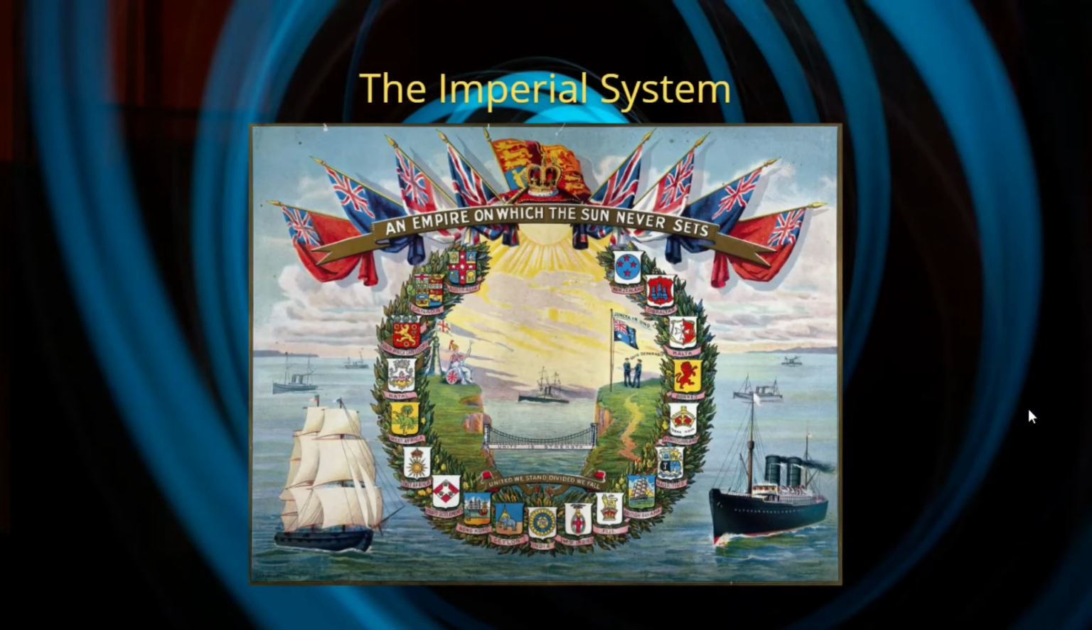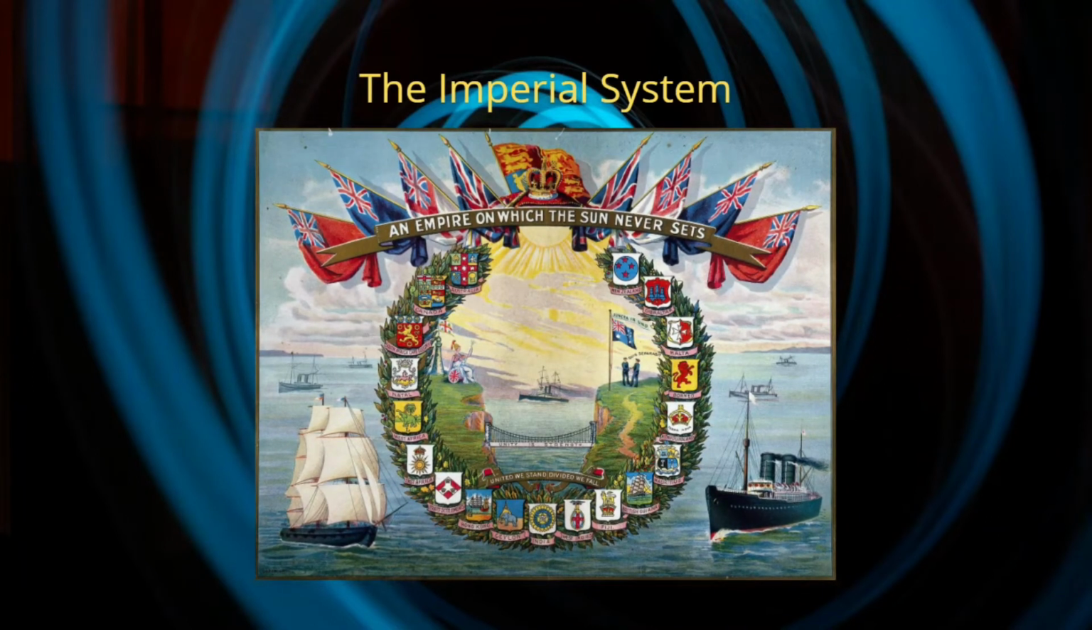The imperial system. The British imperial system was based on the principle that one of the colony's most important functions was to provide wealth to the home country. This imperial system was a closed system designed to keep competition out.